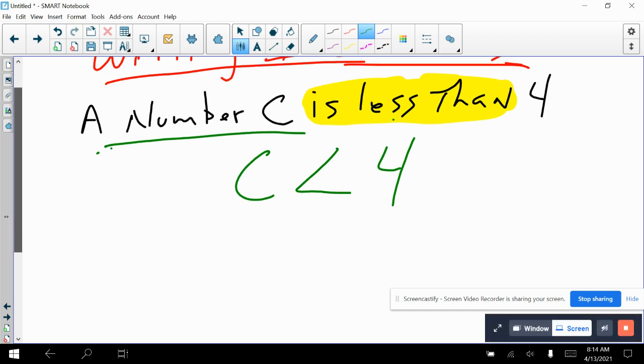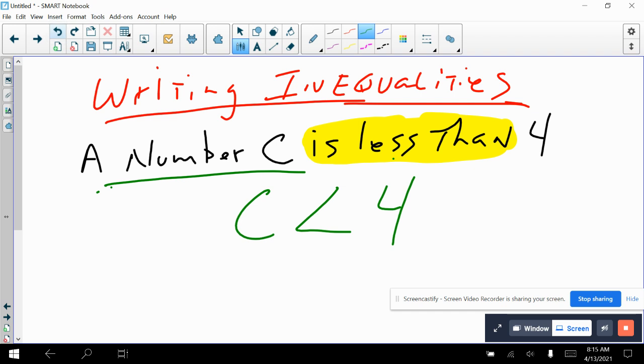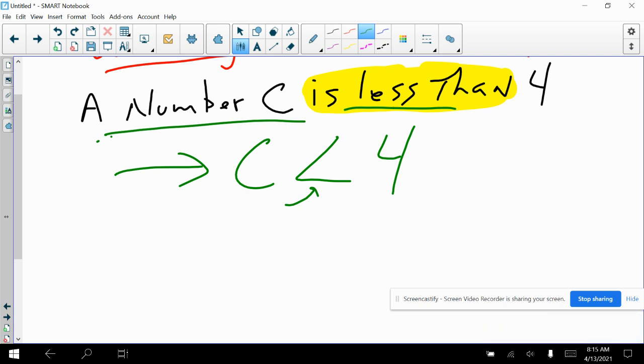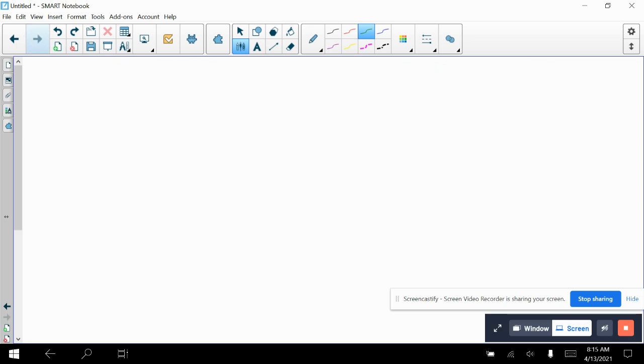Now, what's sometimes hard to imagine is that this is a mathematical sentence right here. We would say C, and we plug in the inequality words, is less than 4. The key here is if you get the sign going the right way, you're in great shape. If you get the sign going the wrong way, we're not in good shape.